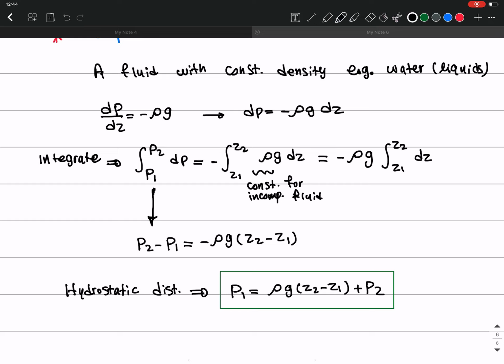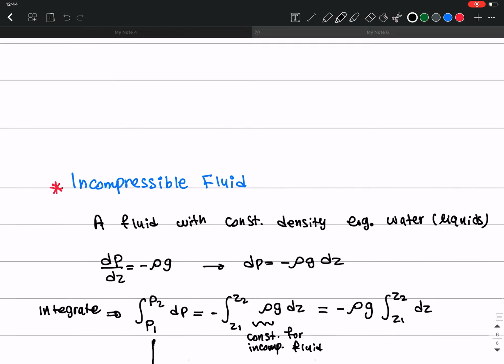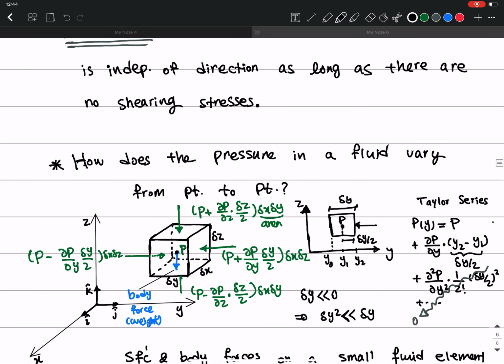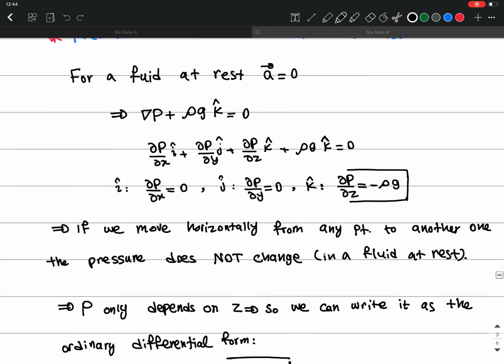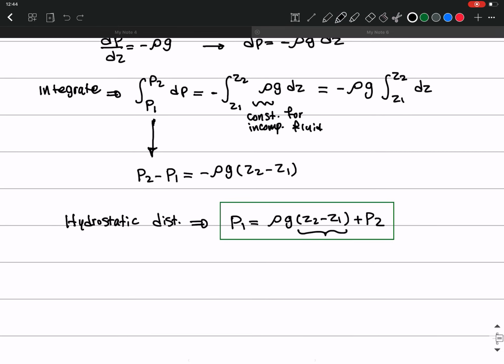And what is this? This is just an elevation difference between 2 points in a fluid element. So for example, one here, one here. This is going to be Z2, and this is going to be Z1, and Z2 minus Z1 is going to be H. So this is the distance between 2 points, the height difference.